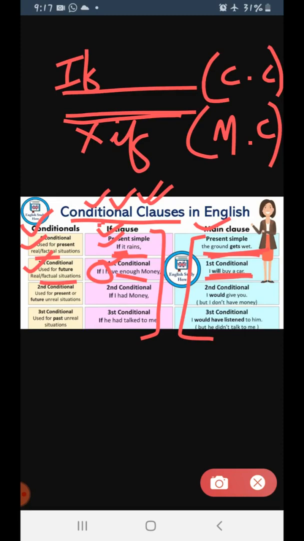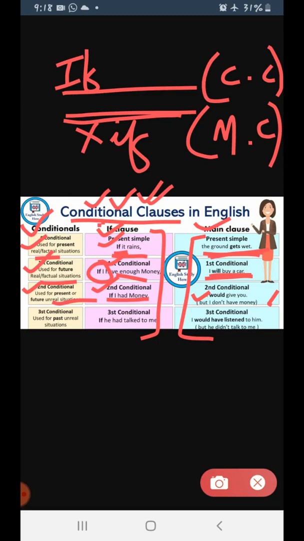Similarly, the second conditional is used for present or future unreal situations. That means the situation which is not real and just imaginary. Now see, in second conditional: if I had money, अगर मेरे पास पैसा होता, that means नहीं है मेरे पास अभी. Okay, I would give you. ठीक है, मतलब अगर मेरे पास पैसा होता मैंने आपको देना था. But I don't have money. But मेरे पास पैसे नहीं हैं. So this shows that unreal situation.